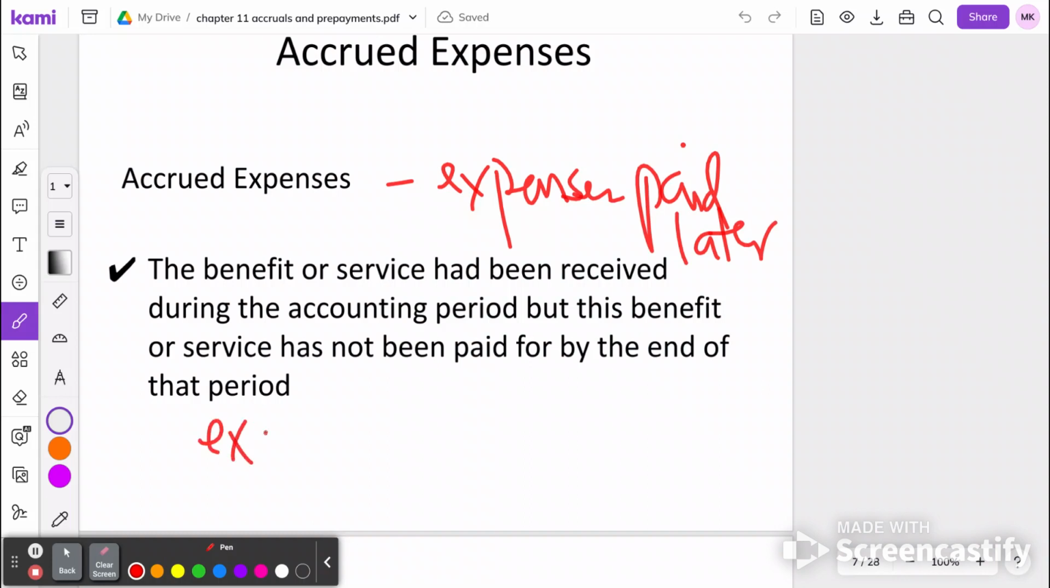For example, best example will always be your rent, your electricity. If you rent a space in a mall, for example, you will get the billing at the end of the month, so you already got the benefit, you already used the space in the mall, or electricity, you already use the electricity for the whole month, but the bill will only be received by you at the end of the month, and that's why sometimes there's delay in payment.